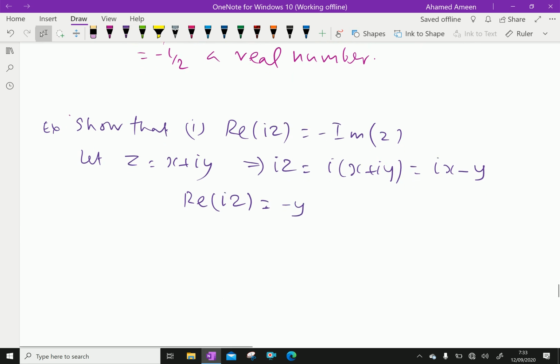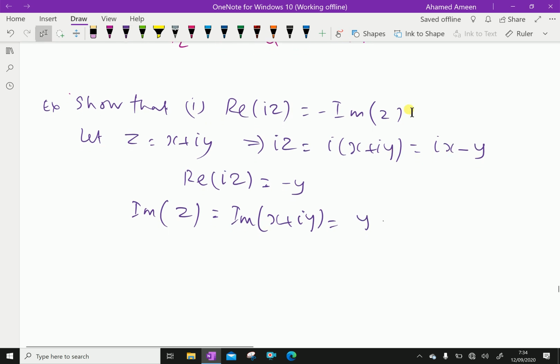Then next, imaginary part of z equal imaginary part of x plus iy, which is equal y. Now therefore we got real of iz equal minus y, imaginary of z equal to y. Therefore we proved real of iz equal minus imaginary of z. Hence we proved.